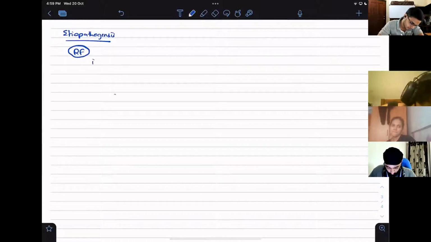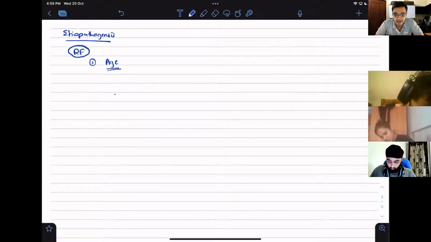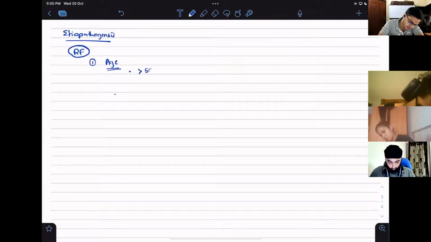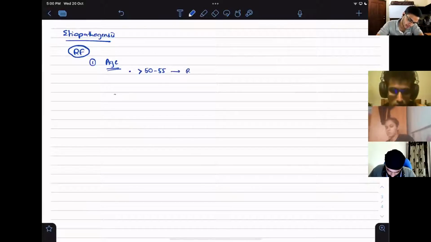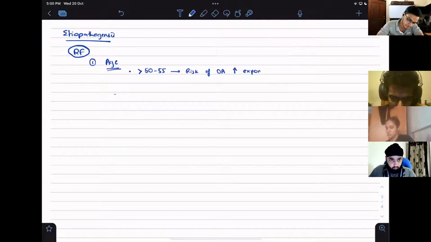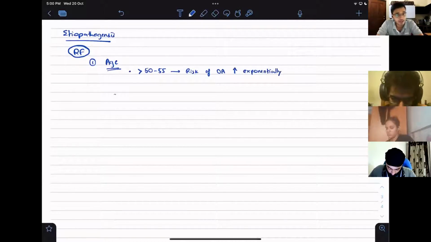First one, guys, is age. This is the most potent risk factor, guys. Especially after the age of 50 to 55, the risk of osteoarthritis increases exponentially. Having said that, osteoarthritis can occur at any age. Doesn't mean only after 50 to 55. No, but the risk increases.